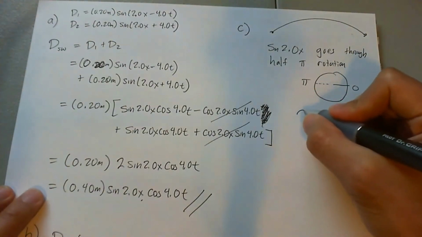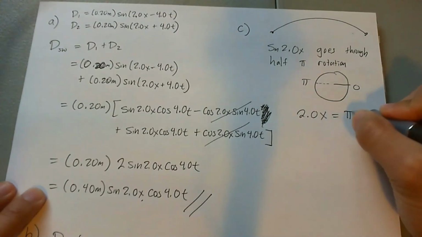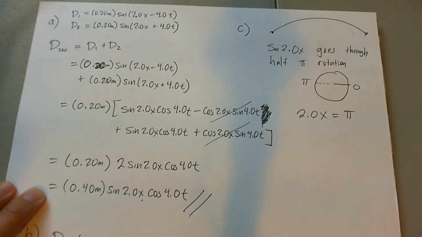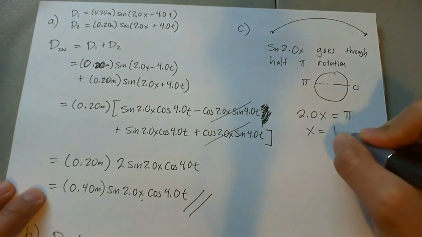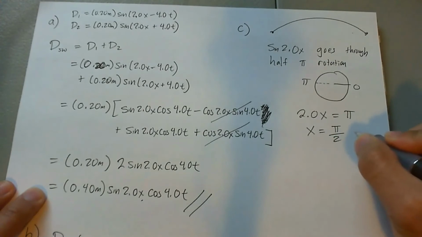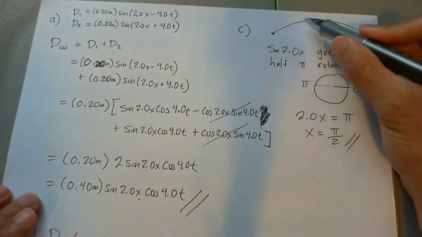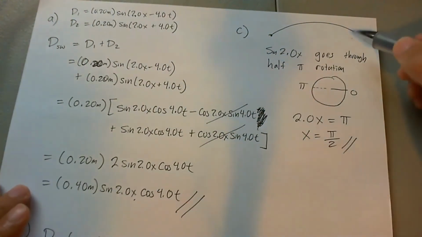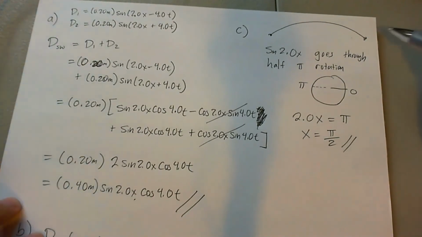So we are going to say 2x has to equal pi. And then the solution to that is x equal to pi over 2. So that is where the next location of this standing wave will be, such that it's fixed, such that the displacement goes back down to 0 and it's fixed.